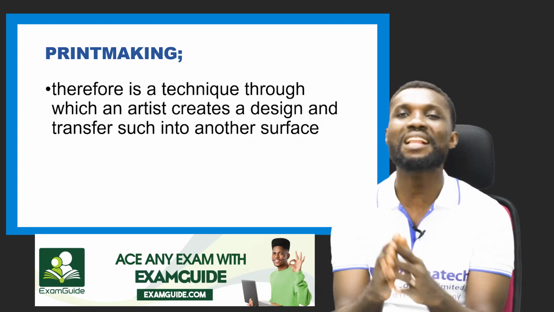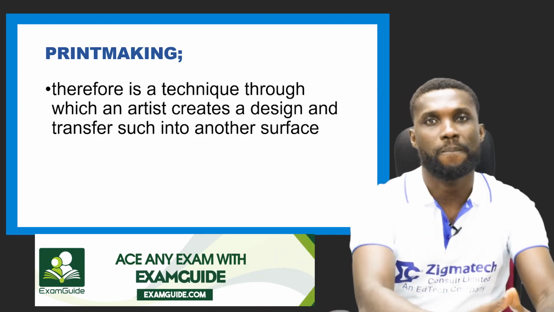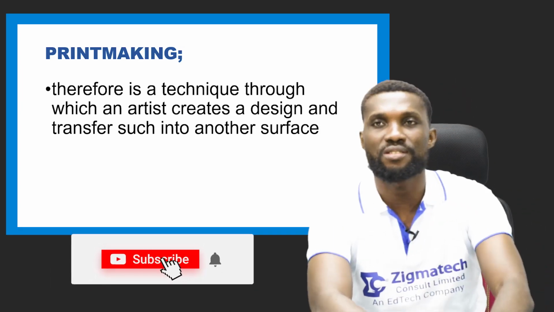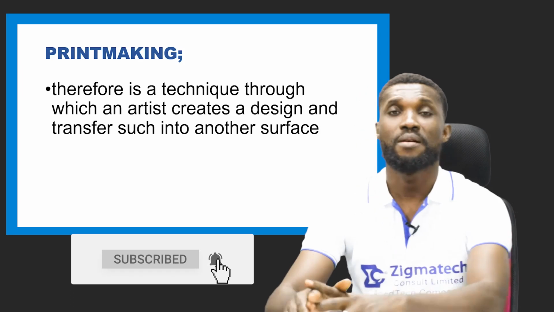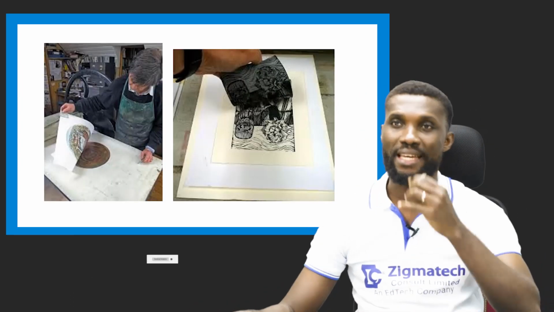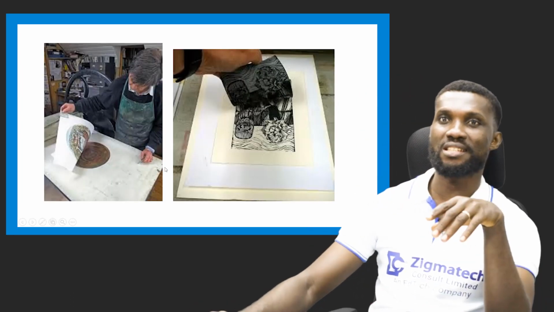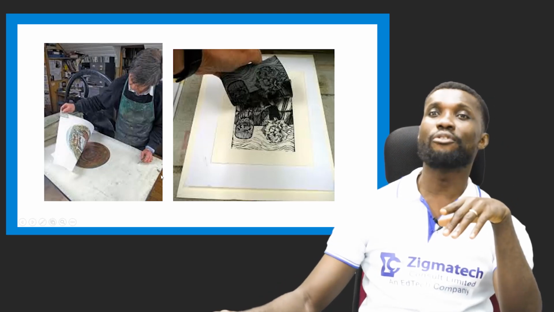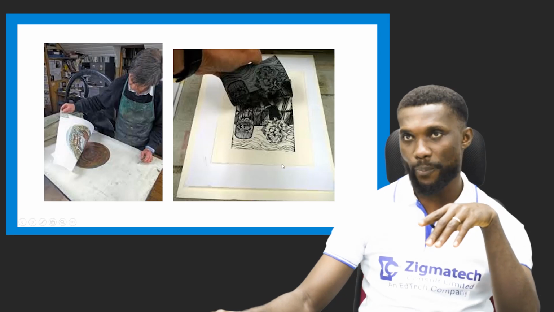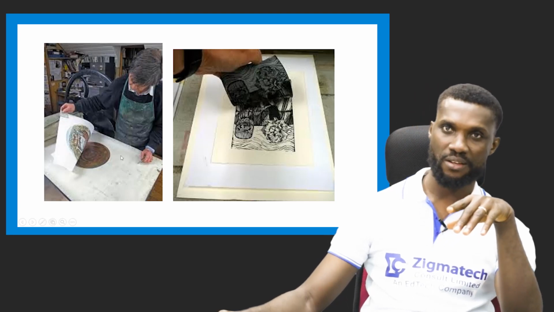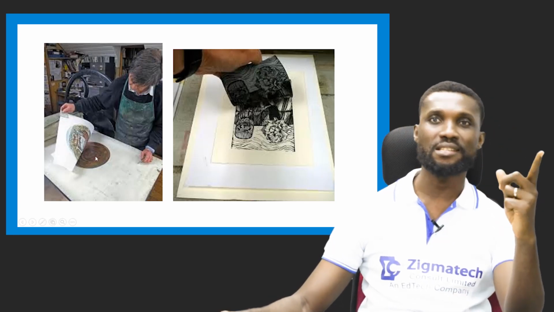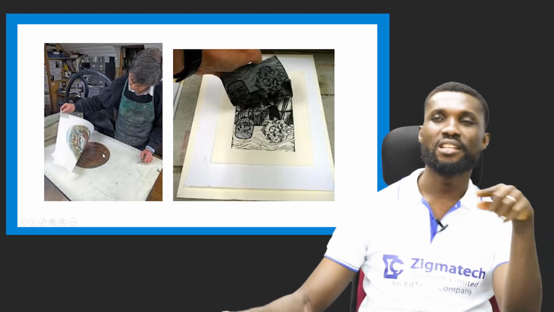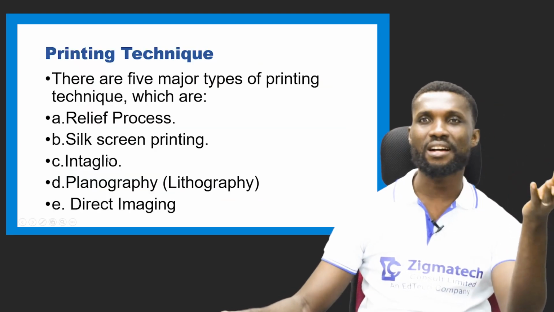Printmaking. The act of transferring a design from one surface to another is known as what? Printmaking. So the diagram you're seeing explains exactly what printmaking is: for an artist to transfer his work onto another surface. It could be one masterpiece, but he will reproduce that masterpiece into several pieces.